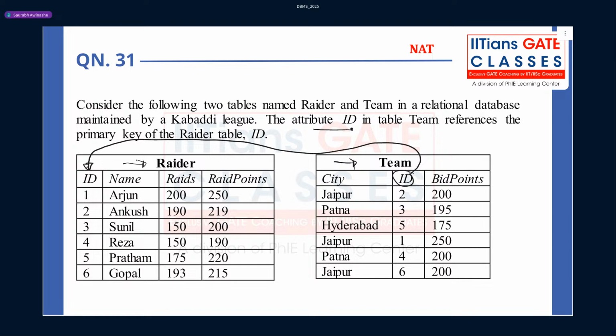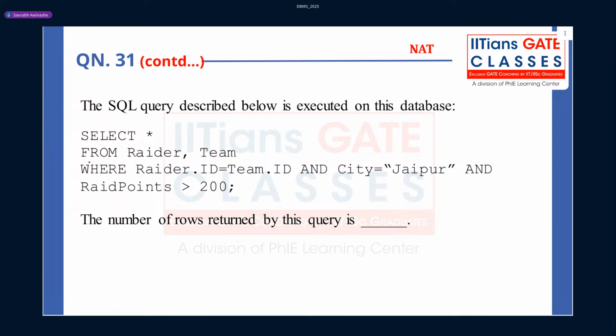Okay, fine. So we are given this information, and this is the query we are given. Select star from Raider, Team, where raider.id equals team.id and city equals Jaipur, and rate points are greater than 200. The question they've asked is: the number of rows that are returned by the query is what? So we need to find that out.